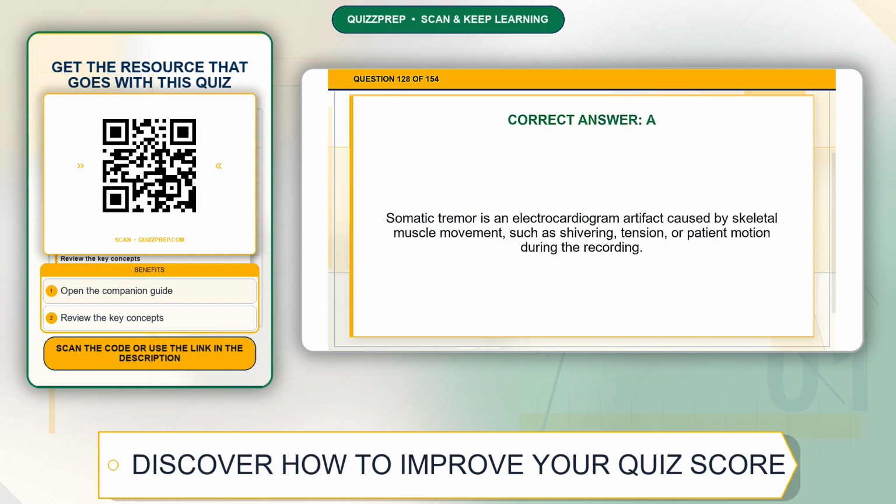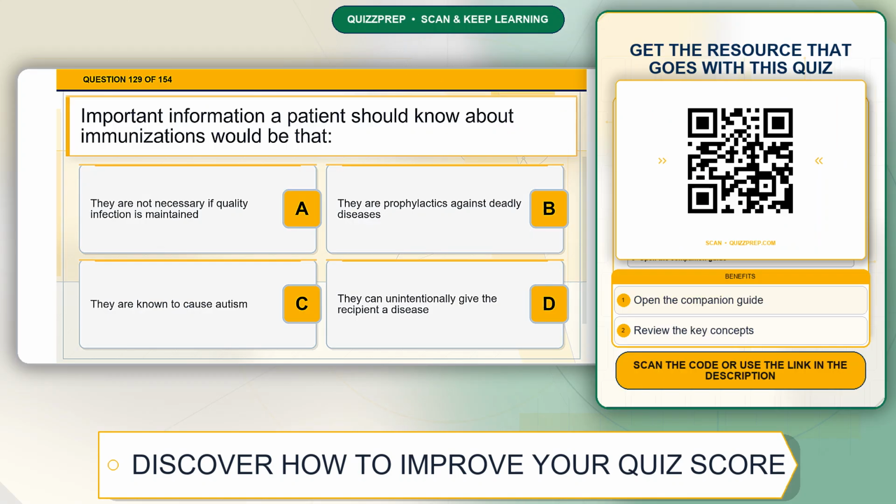Explanation. Somatic tremor is an electrocardiogram artifact caused by skeletal muscle movement, such as shivering, tension, or patient motion during the recording. Question 129. Important information a patient should know about immunizations would be that option A, they are not necessary if quality infection is maintained.